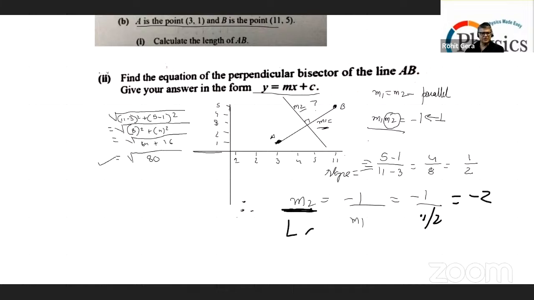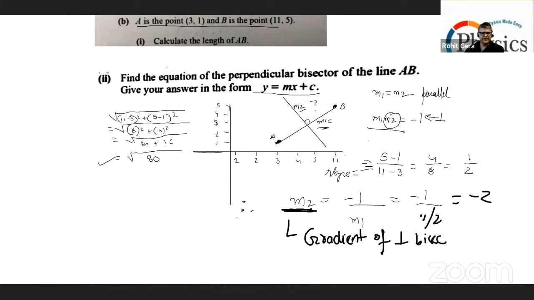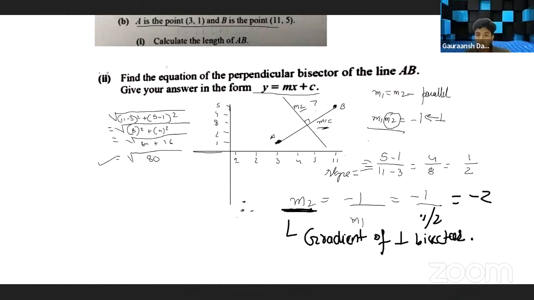Steps लिखना बहुत जरूरी होता है. You have to write every step. You are explaining your understanding to an examiner by writing the steps. Okay, निकल गया फिर अब.